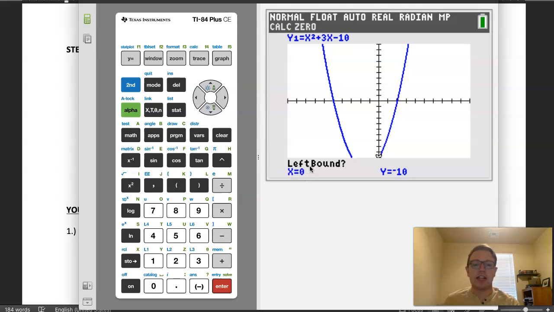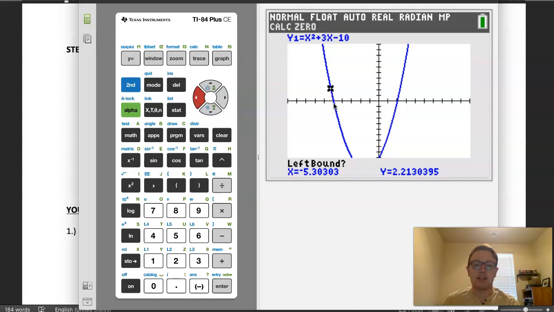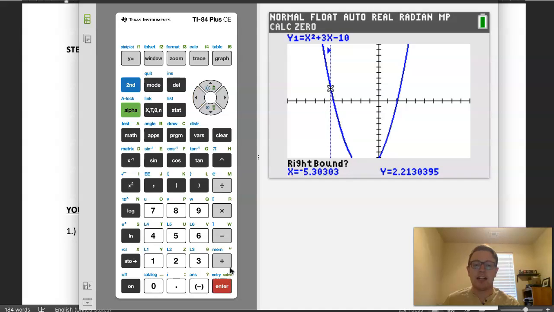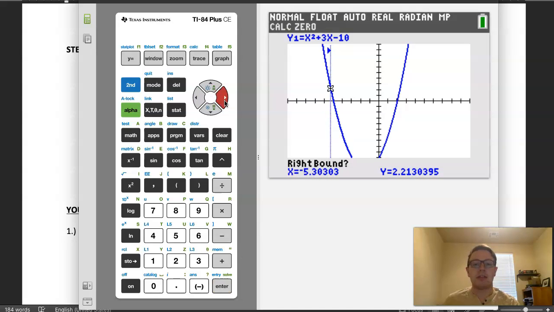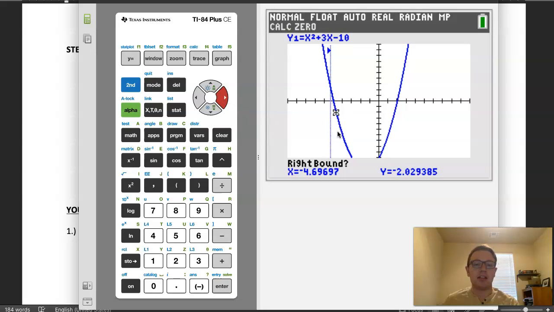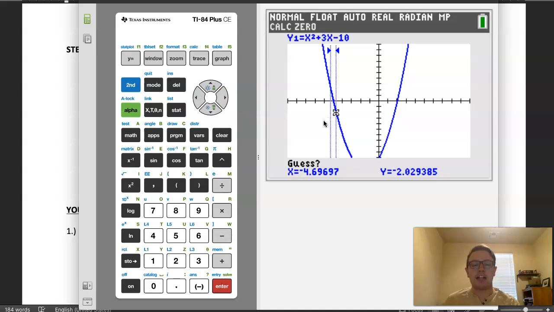It'll ask us for a left bound. So we're going to want to choose a point to the left of where we think our answer is. In this case, we're going to go just a little bit left of this one. We're going to hit enter. Second question it's going to ask us is, where's the right bound? What's a point to the right of where we think it is? So we'll go over a little bit to the right of where we think this 0 will be, and we'll press enter. And then it'll ask us for a guess.